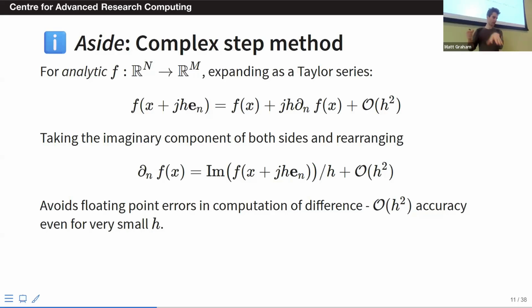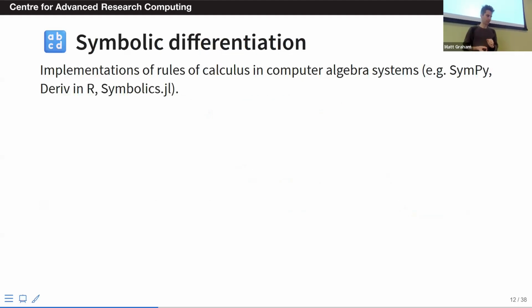And with a single function evaluation here, the counterpart to that is that it's a single function evaluation on a complex input. So it's really two function evaluations on the real and imaginary parts, but we can get this second order, h squared, accuracy. And we can push that h right down to floating point precision and still remain stable. So if you happen to not be able to do automatic differentiation and you're working with an analytic function and want to get gradients, then this complex step method can sometimes be a useful way to do that.